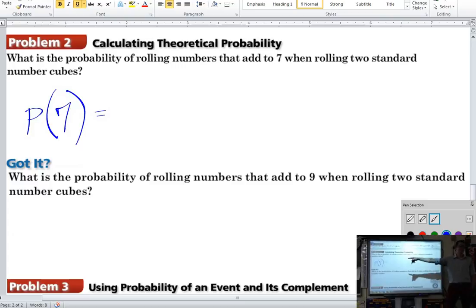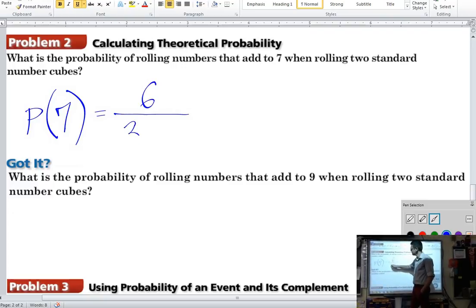Our event that we want is 7. Please familiarize yourself with how we write our probabilities. We write P, and then in the parentheses goes the event that we're looking for. So the number of times that can occur goes on top, and the bottom is all the total. How many times can it occur? 6. 6 out of 36, which reduces to 1/6.